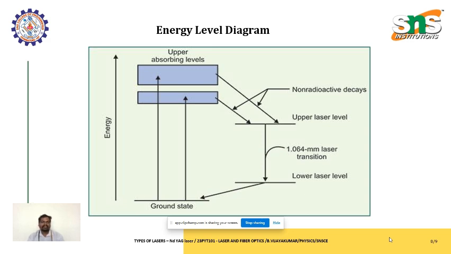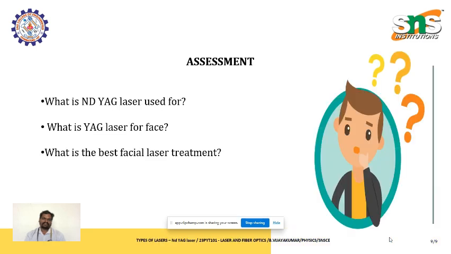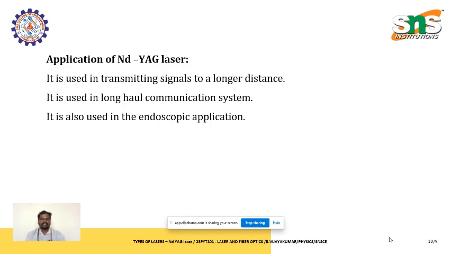The energy states are given in the diagram. From the ground state to the upper absorption level, the atoms are carried. Then, by non-radiative decay, the upper laser level is stable in one position, and the transition to the E1 state gives a wavelength of 1.064 micrometer. The Nd-YAG laser is used in different types of phases. It gives an enormous range of applications, such as medical and material processing.